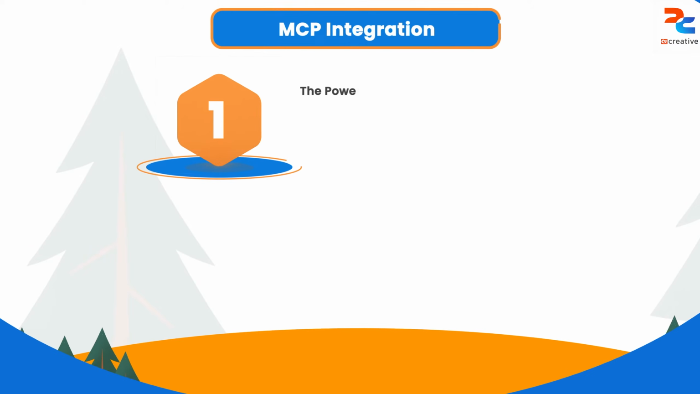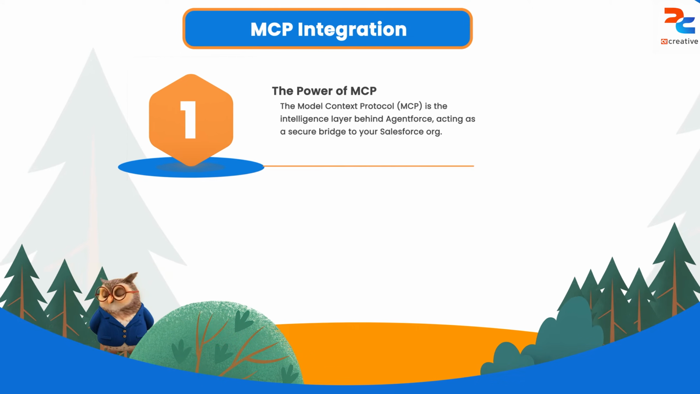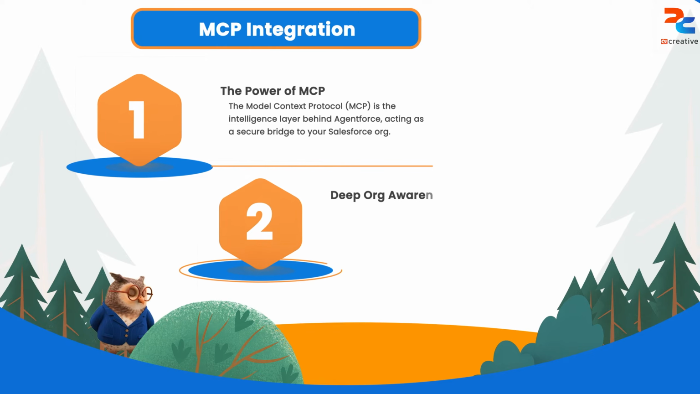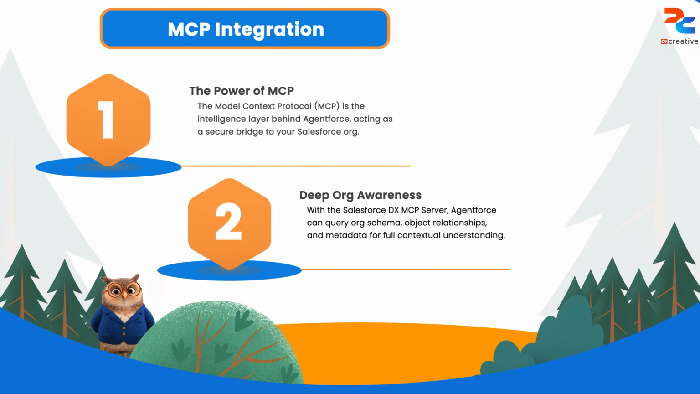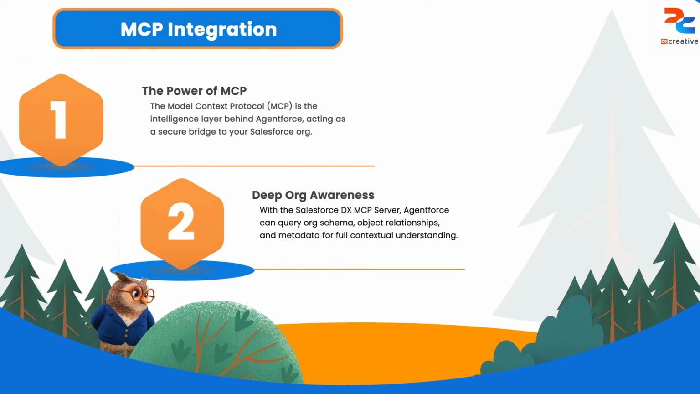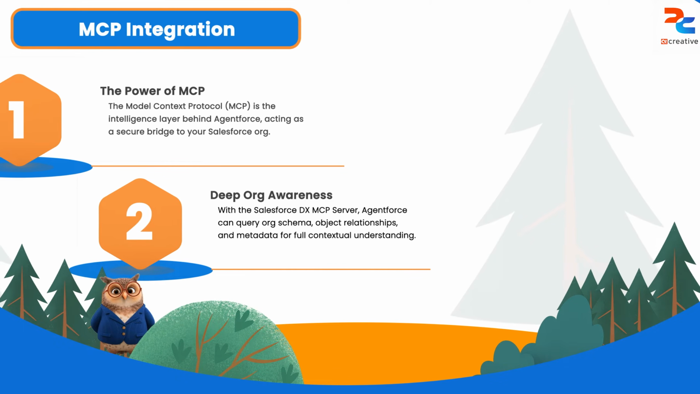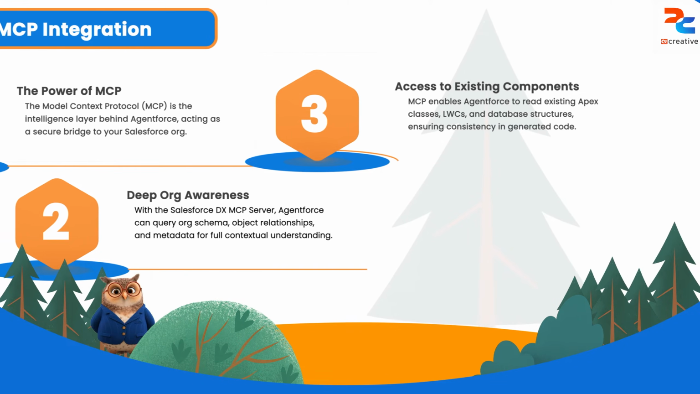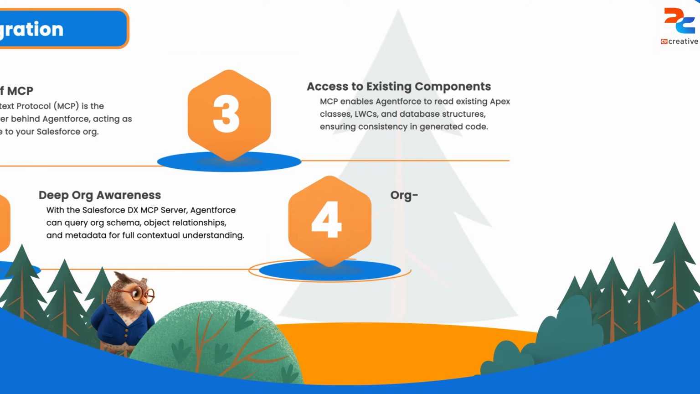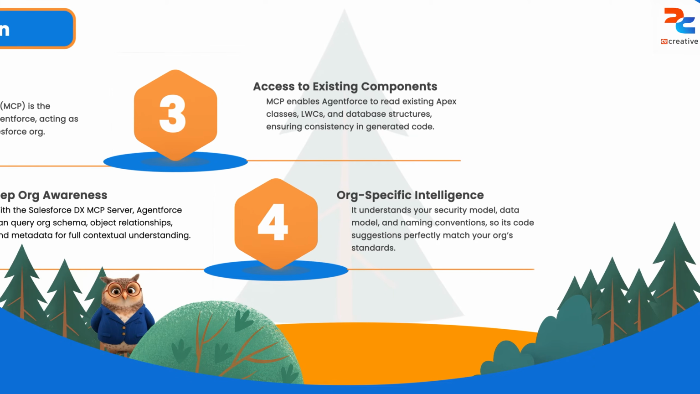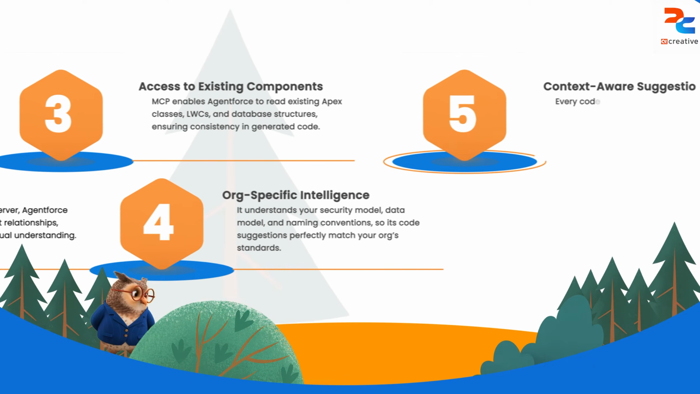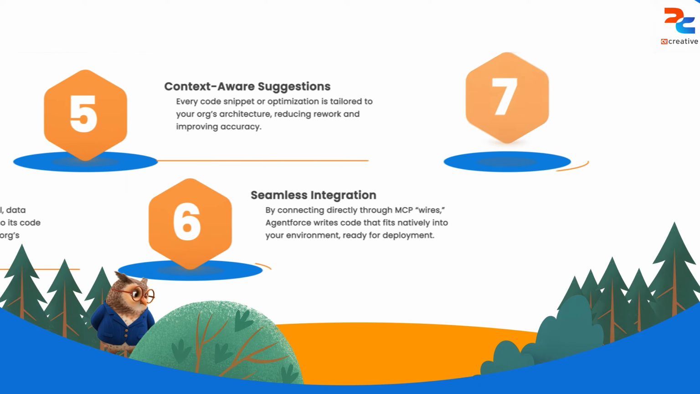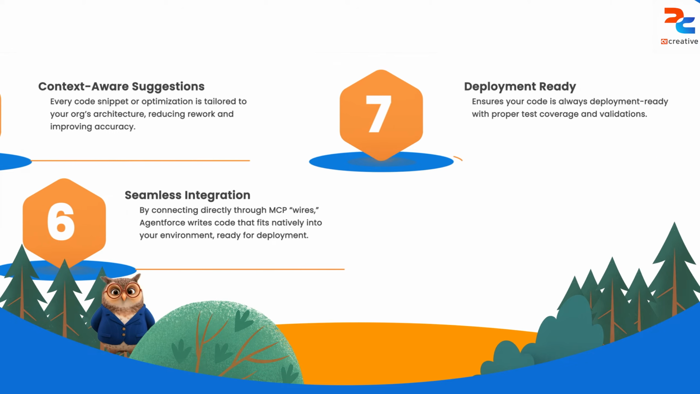The next feature is MCP Integration, which is context that will understand you. The magic behind Agentforce intelligence is the Model Context Protocol, or MCP. Think of MCP as a secure bridge that connects Agentforce to your development tools, databases, and org metadata. With Salesforce DX MCP Server, Agentforce can query your org schema and object relationships. It can also access existing Apex classes and LWCs. It also enables Agentforce to understand the security model and naming conventions and also suggest code and optimization tailored to your org. This deep context means the code it writes fits seamlessly into your environment, reducing rework and ensuring accuracy.